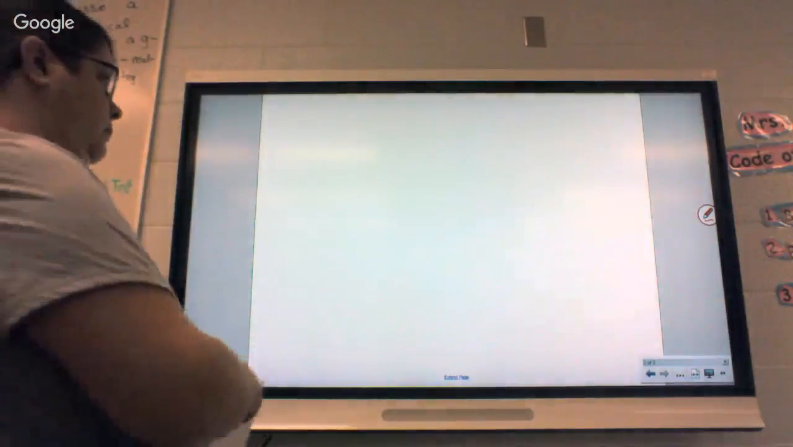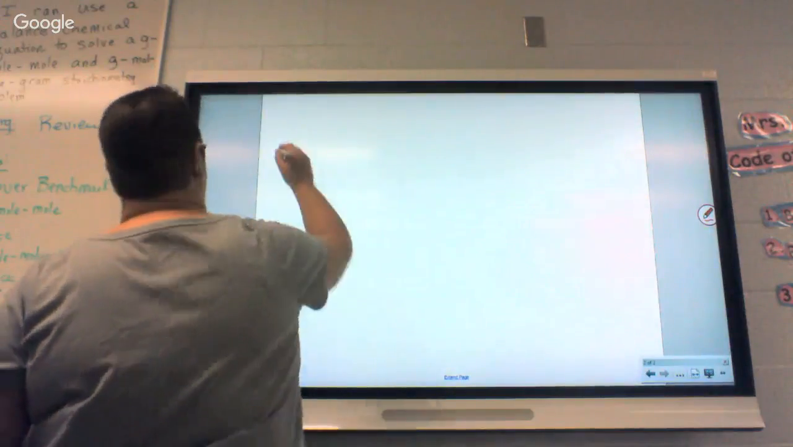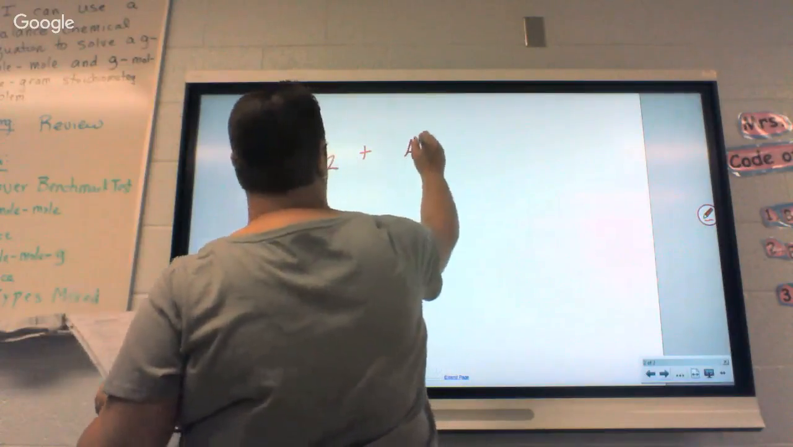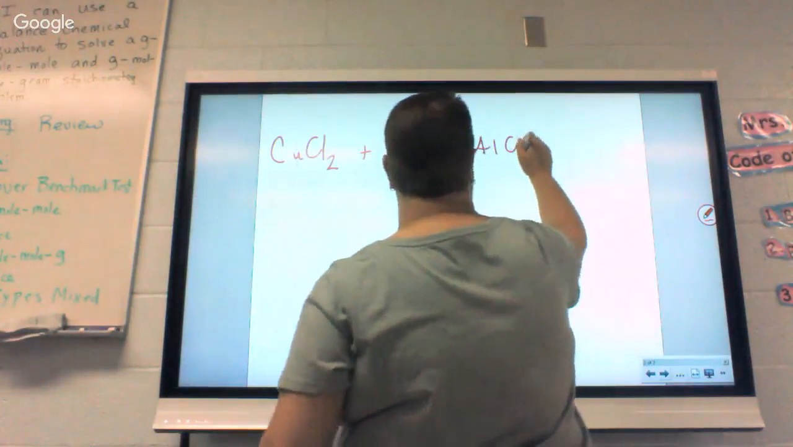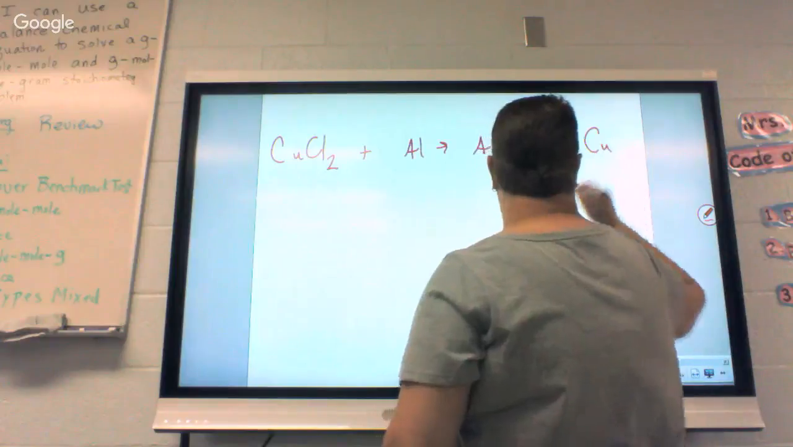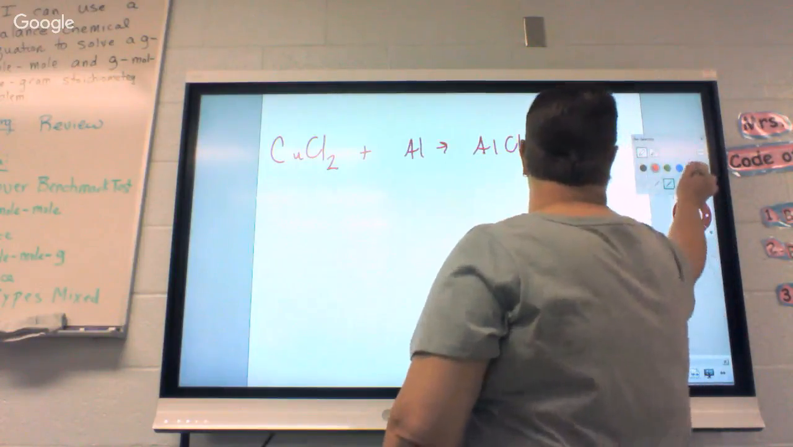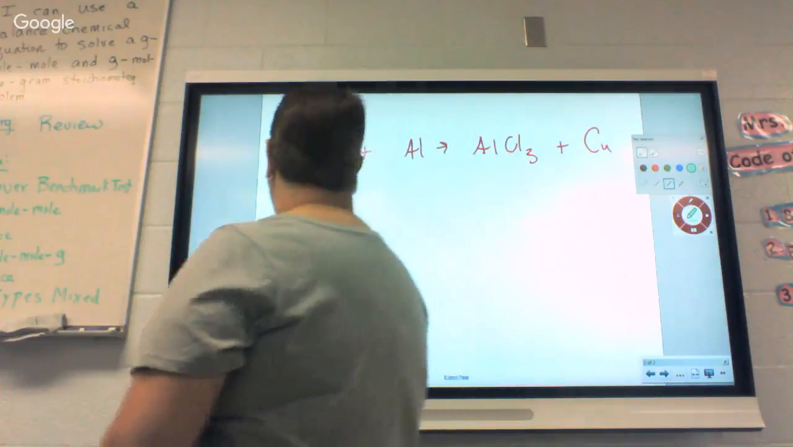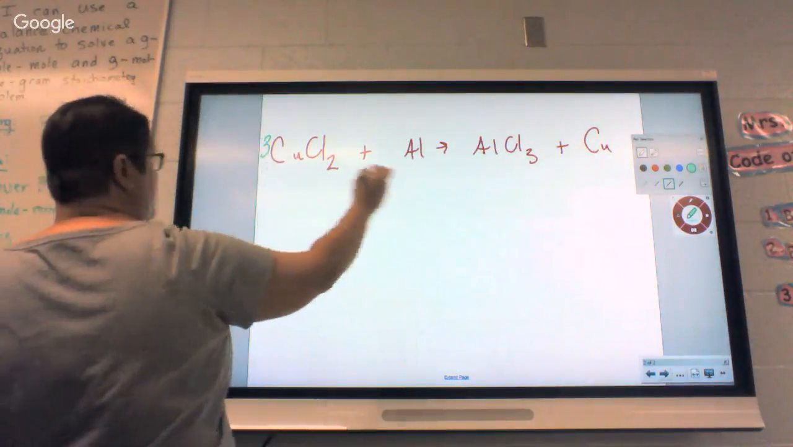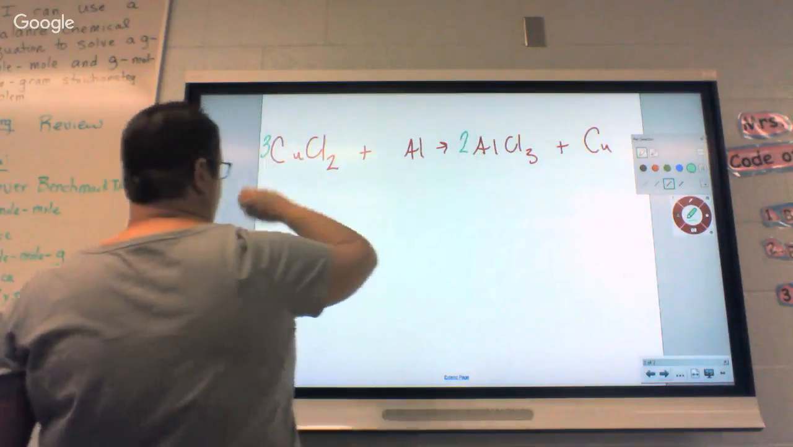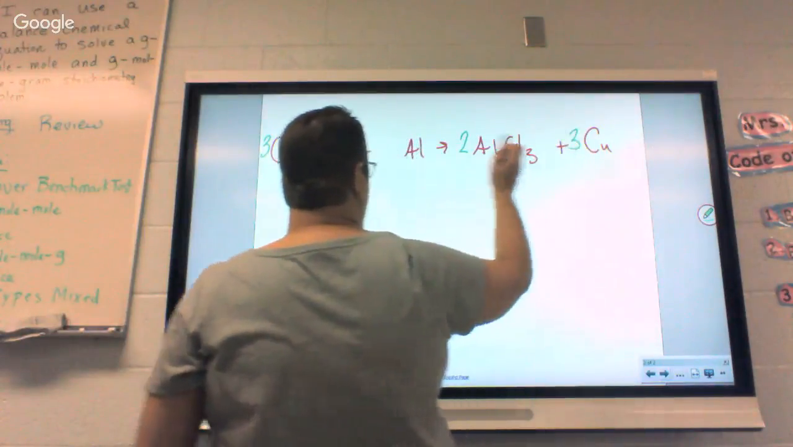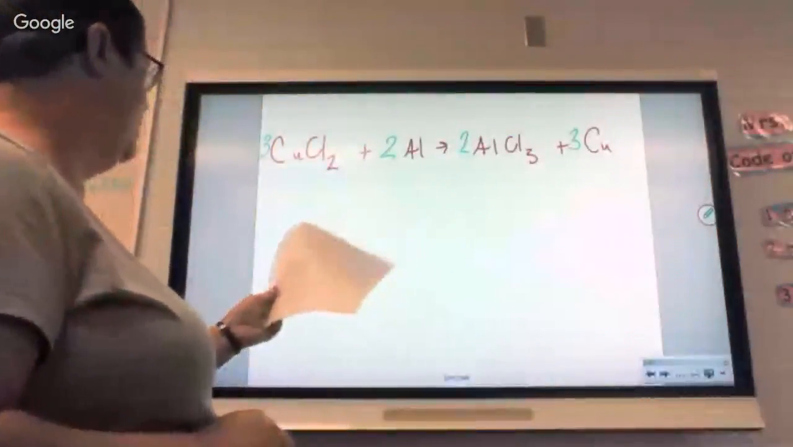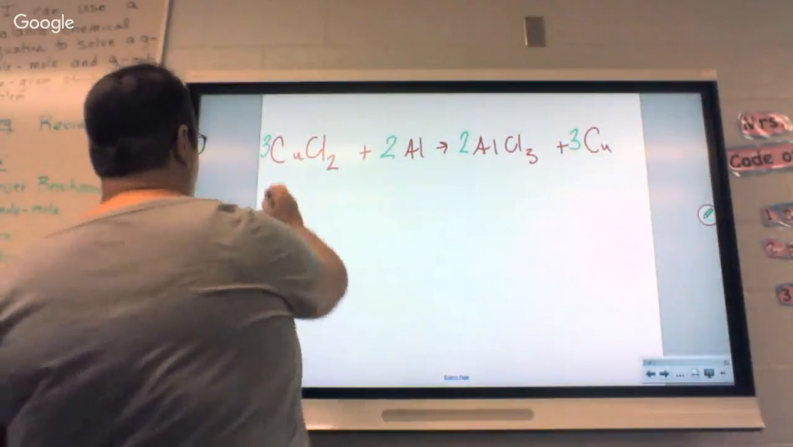Copper. Yeah, I can write it down. Copper chloride plus aluminum gives us aluminum chloride plus copper. All right, so it's not balanced, so we're going to say we have 2 chlorine on one side and 3 chlorine on the other, so we're going to put a 3 here to make 6, and 2 there to make 6. We'll make 3 copper, and 2 aluminum. Everybody good with that? They gave us in the question 4.88 moles of copper chloride.